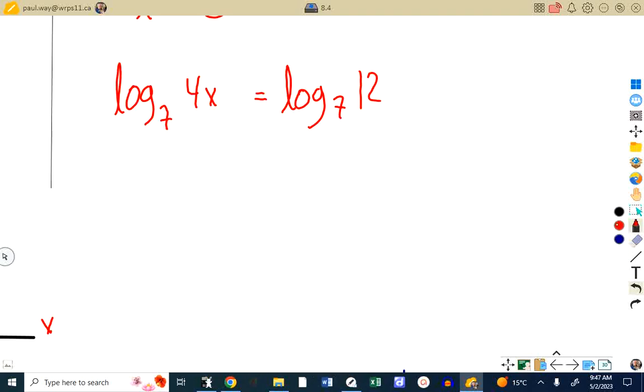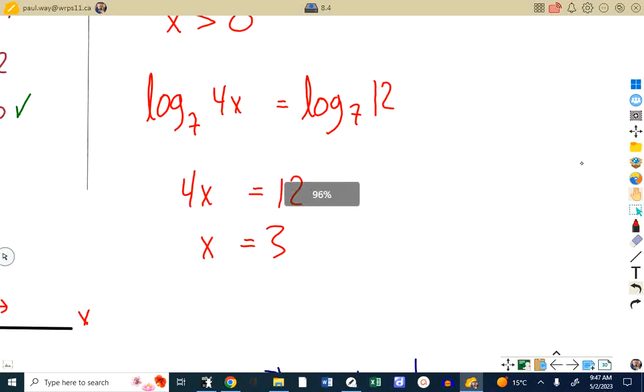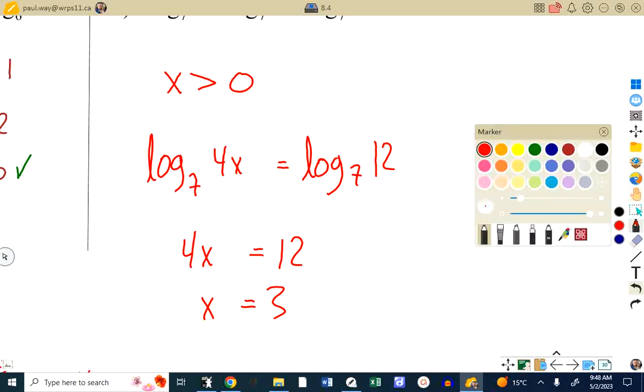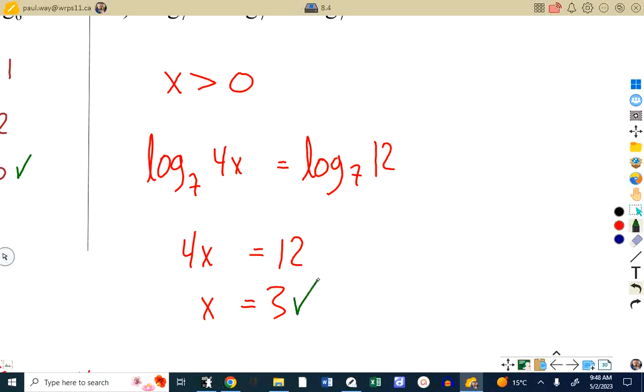You end up with 4x equals 12. Divide both sides by 4 and get x equals 3. And then you take a look at what we said about the restriction, which is at the top of the screen. X must be greater than 0. Is 3 greater than 0? Yes? Okay, well, what that tells us then is that this is a valid solution. Again, on a written response, you would explain that it's in the domain. Any questions with B?